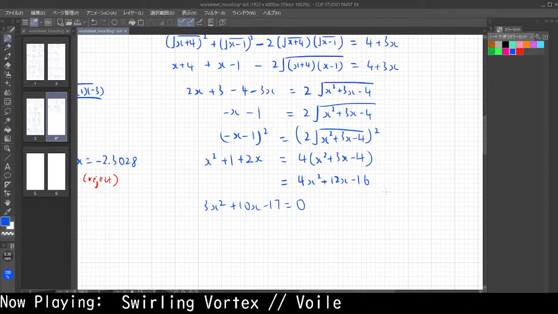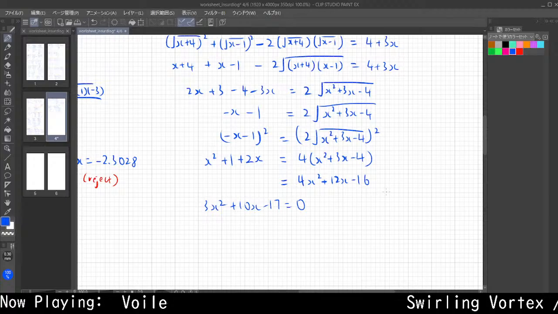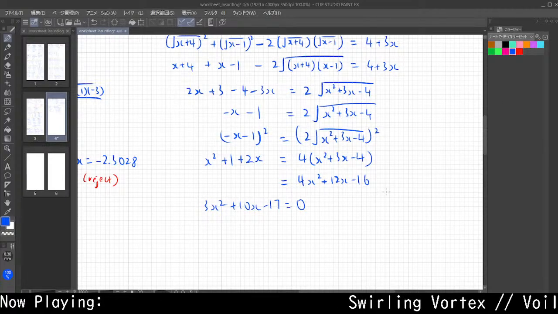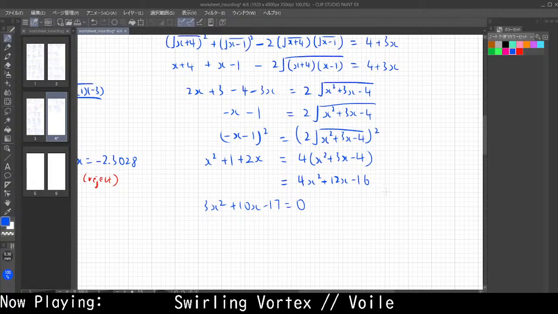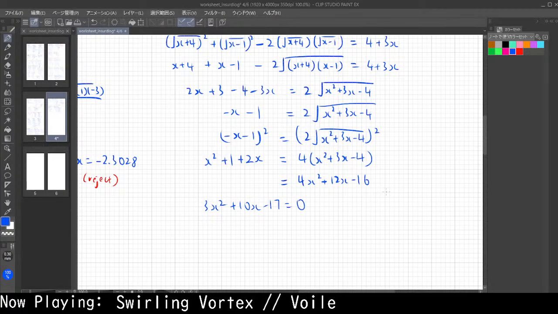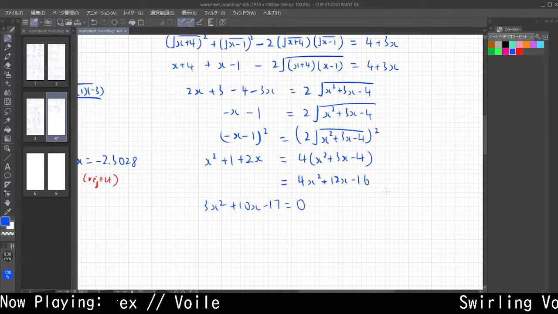Okay. 3 and 17, you can't really do anything with this. Yeah, you can get 10 with this. So because both are prime numbers, you don't really have that many combinations. So this should be your answer. So again, find x.